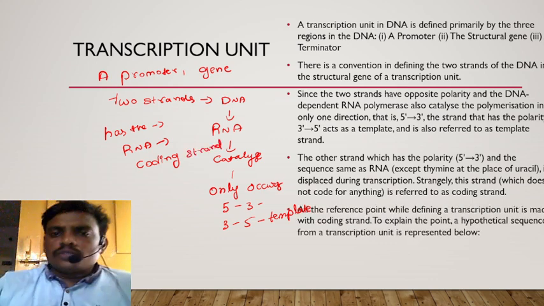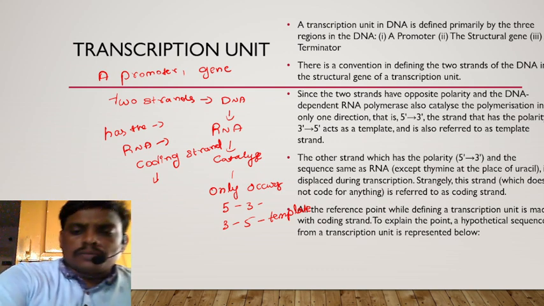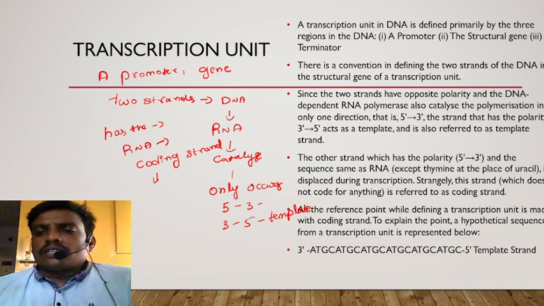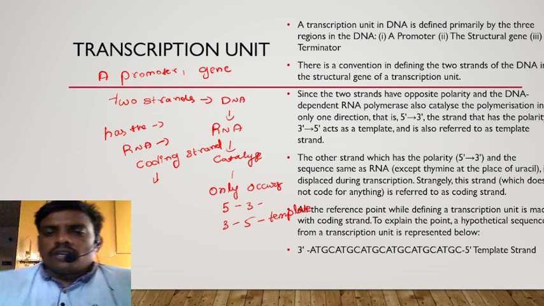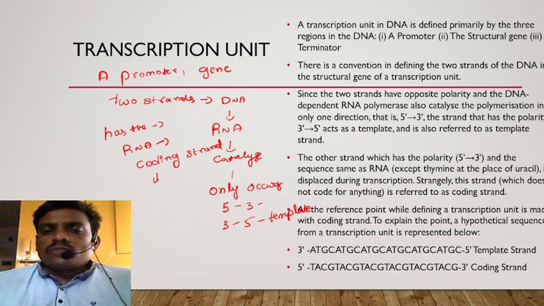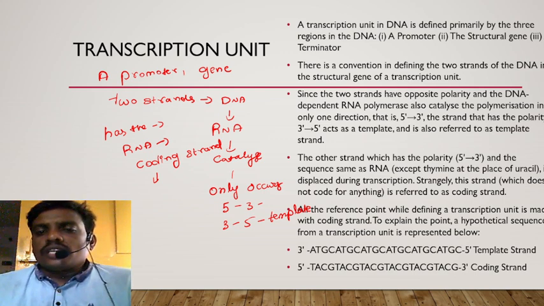And during this process, the reference point while defining a transcription unit is made with the coding strand. To explain the point, a hypothetical sequence from a transcription unit is represented below. Let me show you the transcription unit with the 3' to 5' direction indicating the template strand, and the 5' to 3' direction indicating the coding strand, which will not code for anything further.